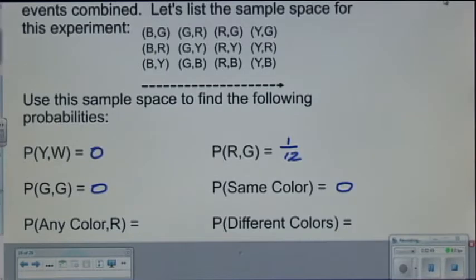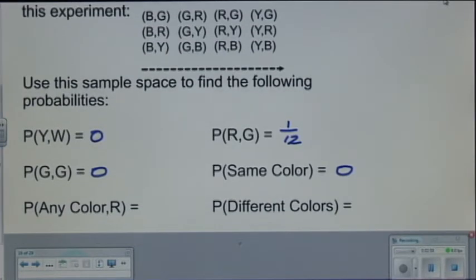Let's take a look at these two scenarios. How about if I draw any color followed by red? Well, let's look at our sample space to determine this answer. Notice we have up here blue-red, we have green-red, and we have yellow-red. That is 3 possible outcomes out of a total of what? 12. So there is a 3/12 probability that that can happen.